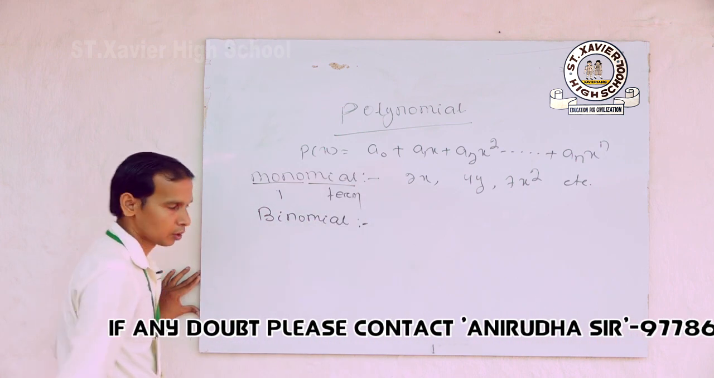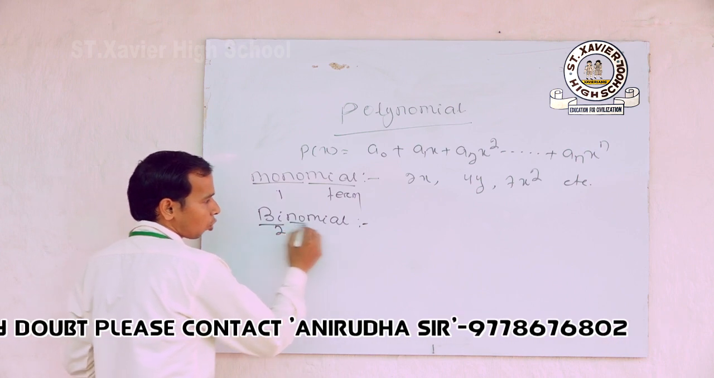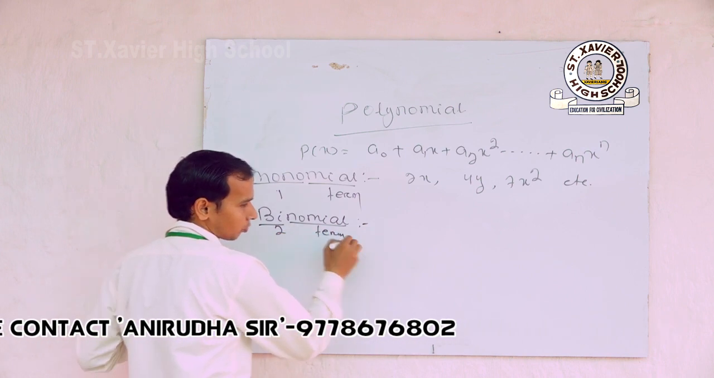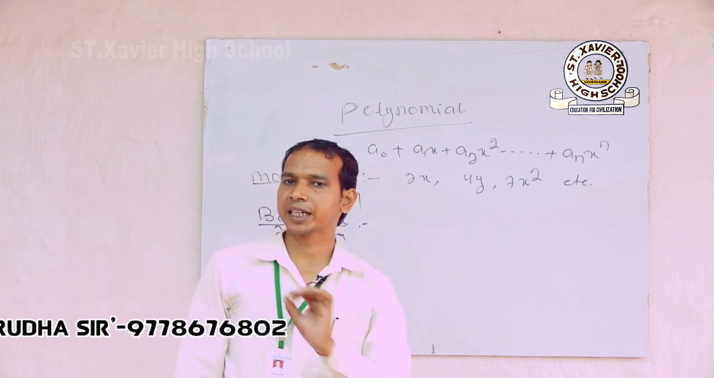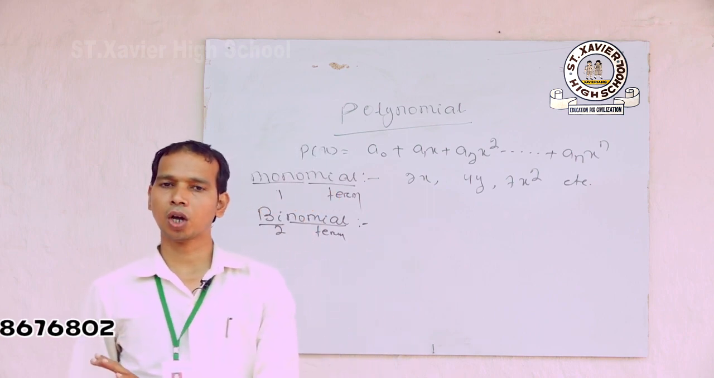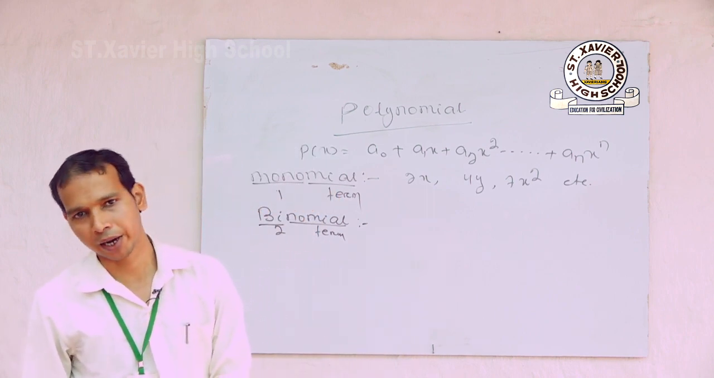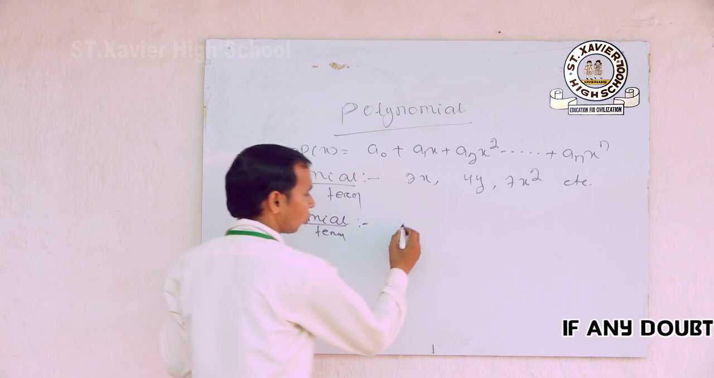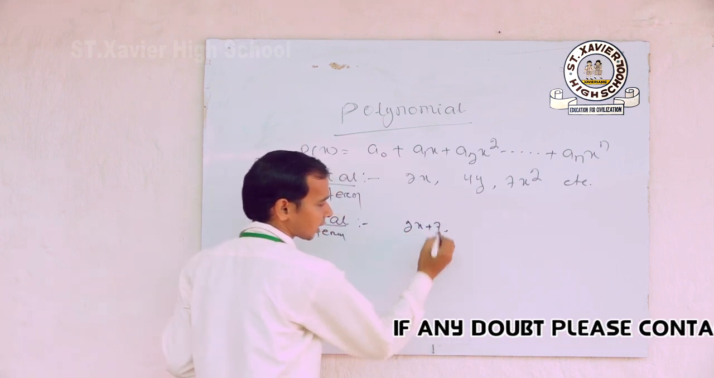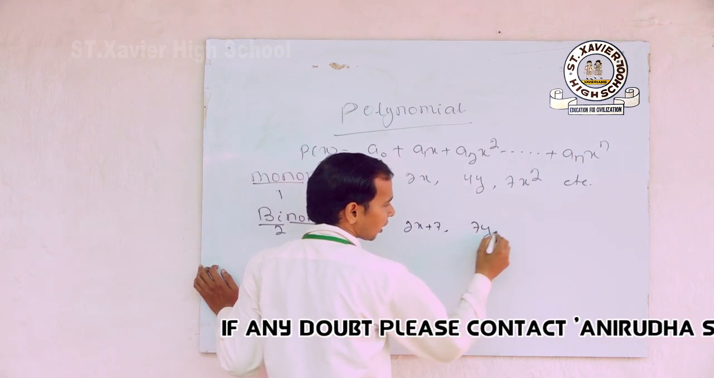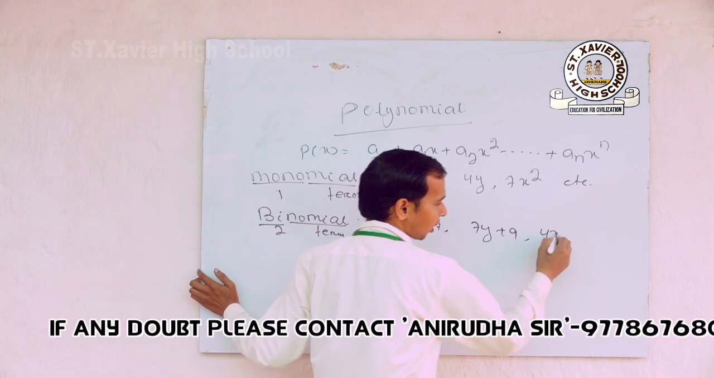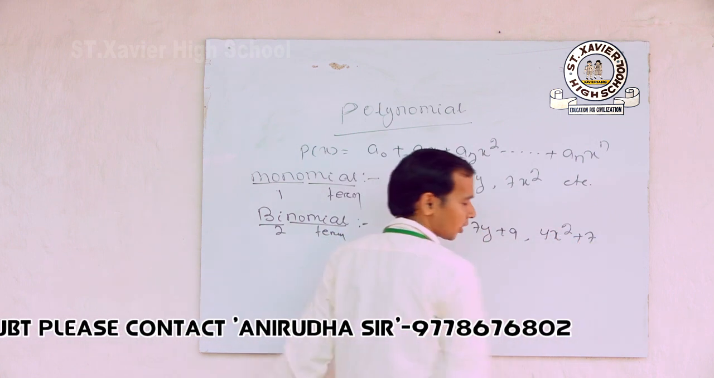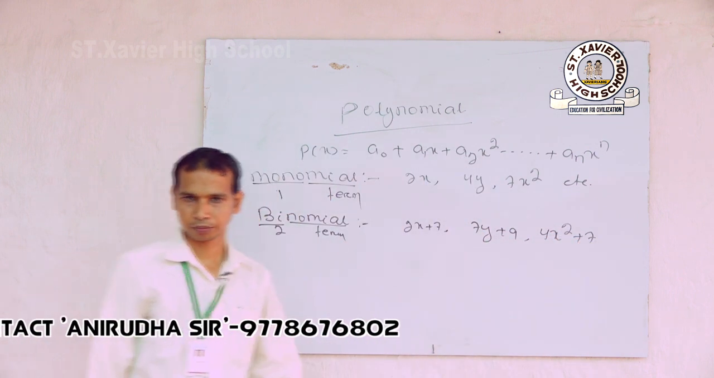Binomial. Bi means two, nomial means term. So an algebraic expression containing two terms is known as a binomial. For example, 2x plus 7, 7y plus 9, 4x square plus 7, these are binomials.